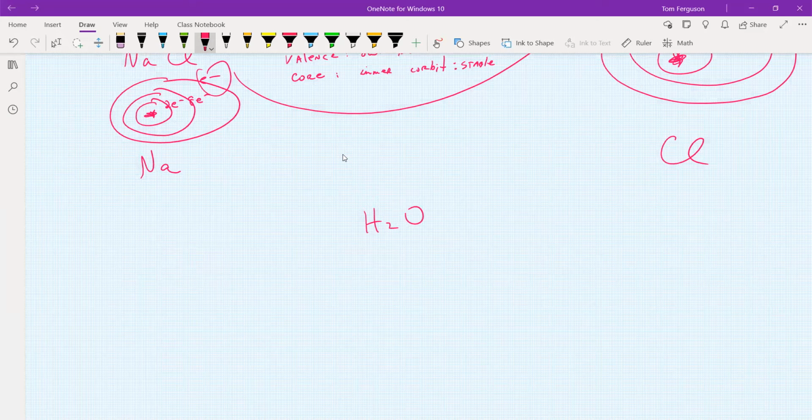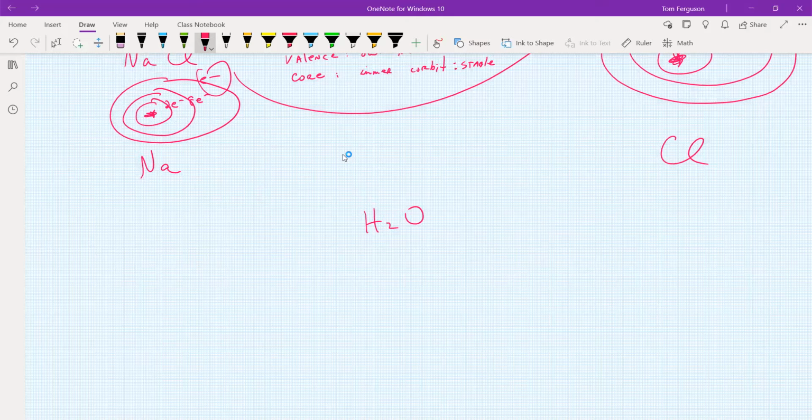Now, water is covalent because the H is not a metal. It is an anion. Oxygen is an anion. So this is -1 if it was an anion. That's -2 if it was an anion. Okay, so there's no electron transfer here. Let's look at the orbitals now.